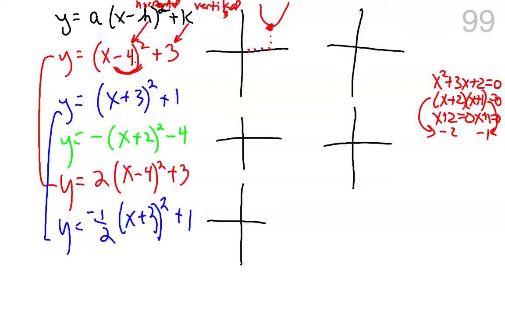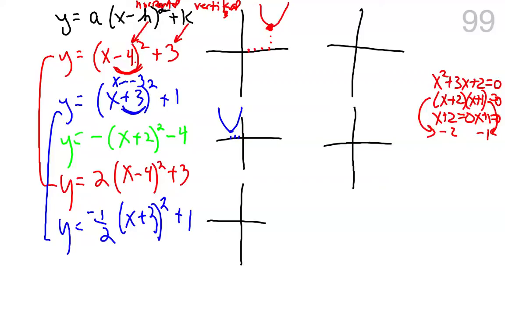Okay? Now I'll go to the blue one, which says almost the same thing, except it's positive 3 in here, which means it's really x minus negative 3. So I'm going to go 3 to the left, 1, 2, 3, up 1. And there would be my parabola.